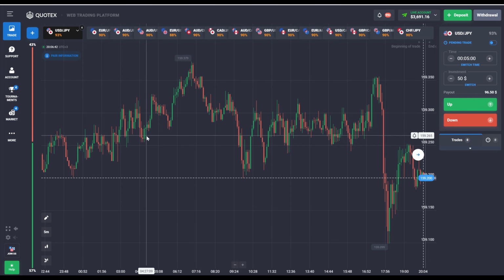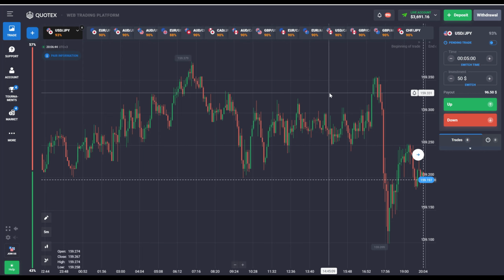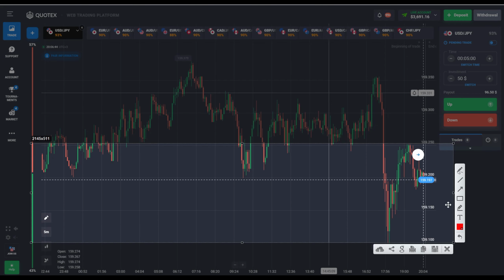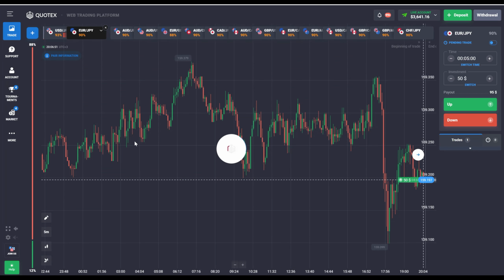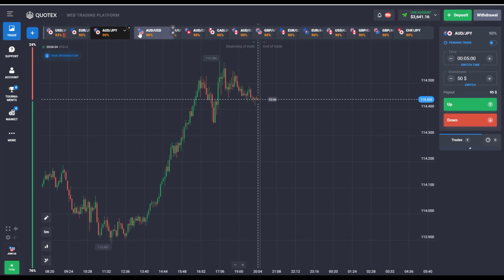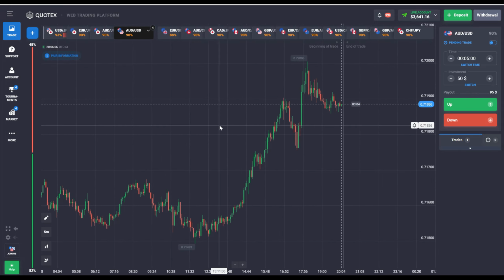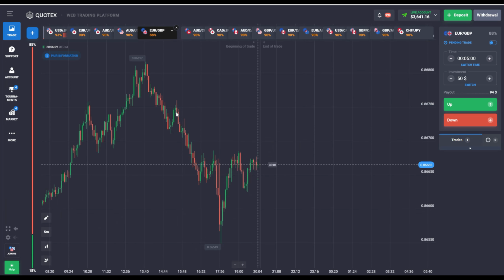And the first trade will probably be right away on the US dollar Japanese yen. We have a support zone here. The price will likely go higher. I'm opening a trade for an increase here. Let's take a look at other charts. Let's see what's happening in the market right now, and maybe we'll open some trades.